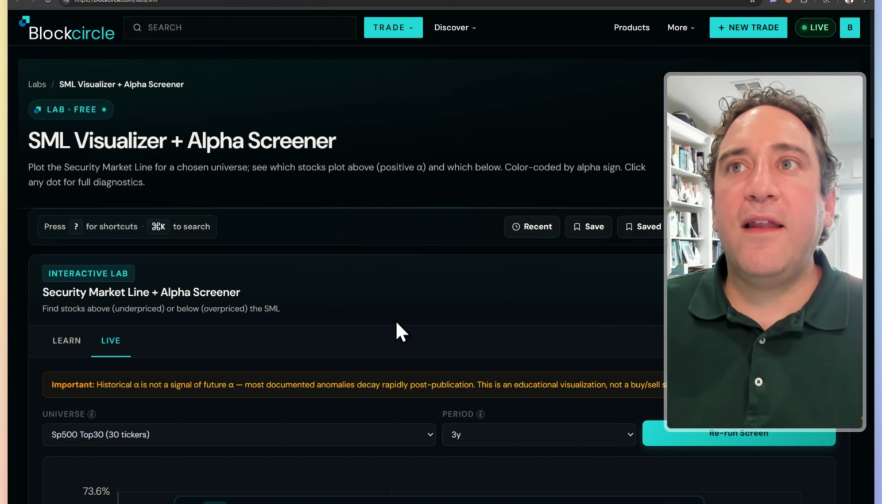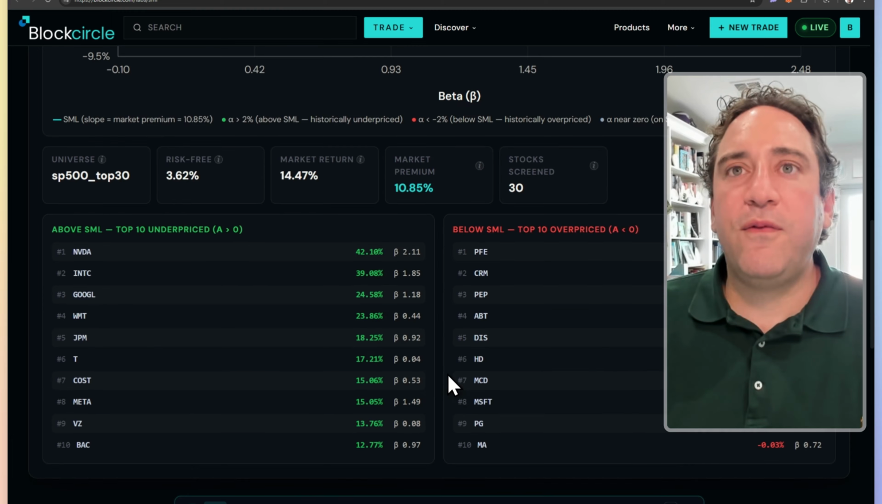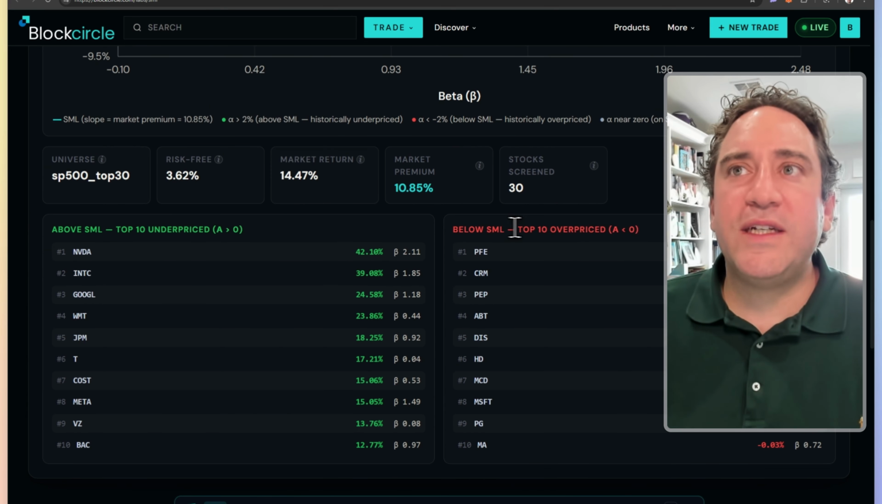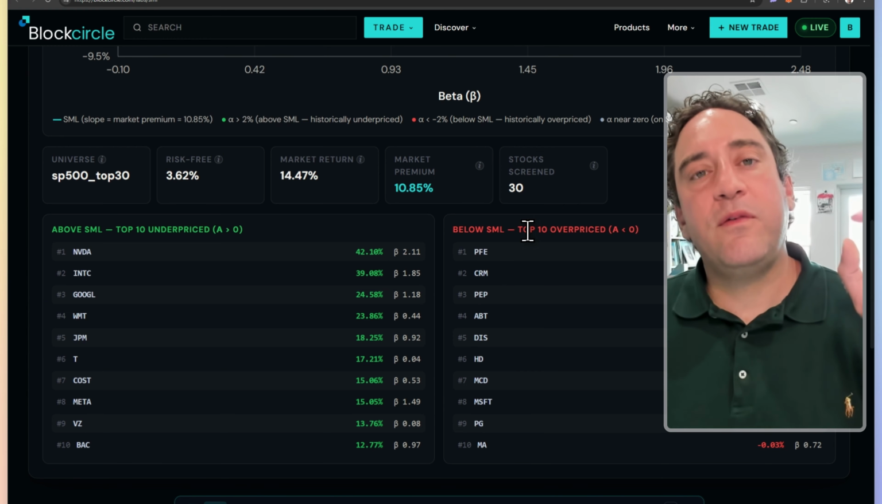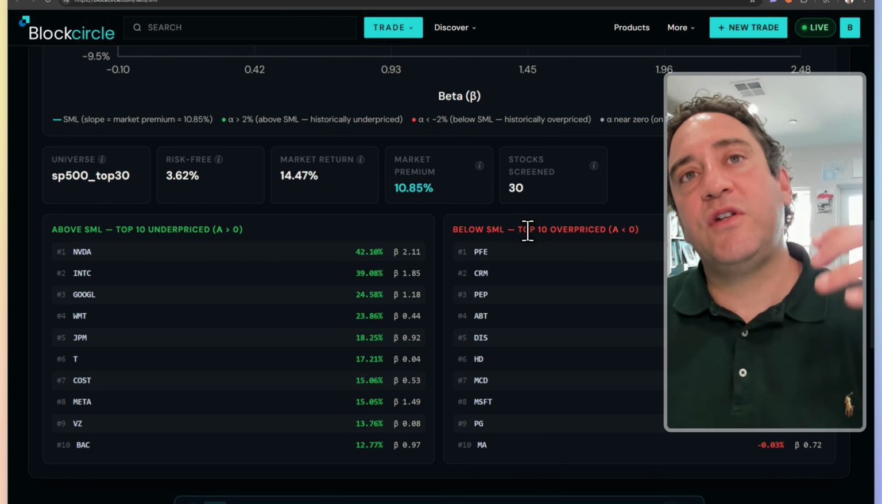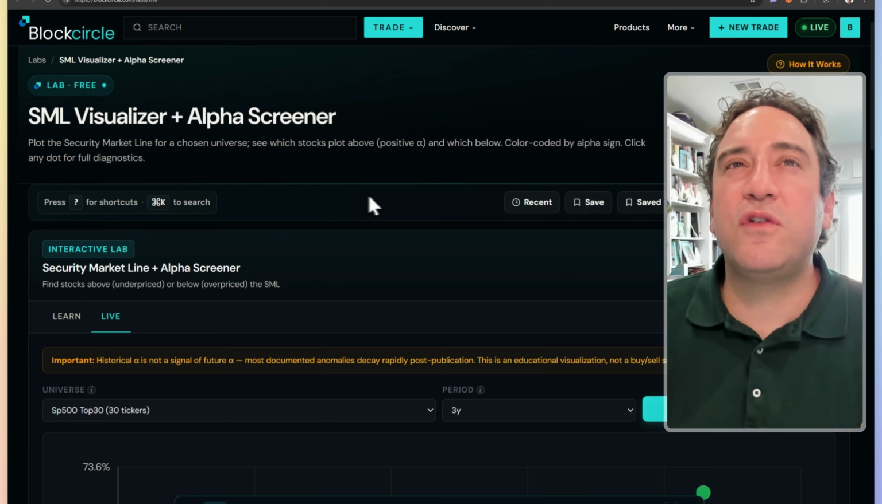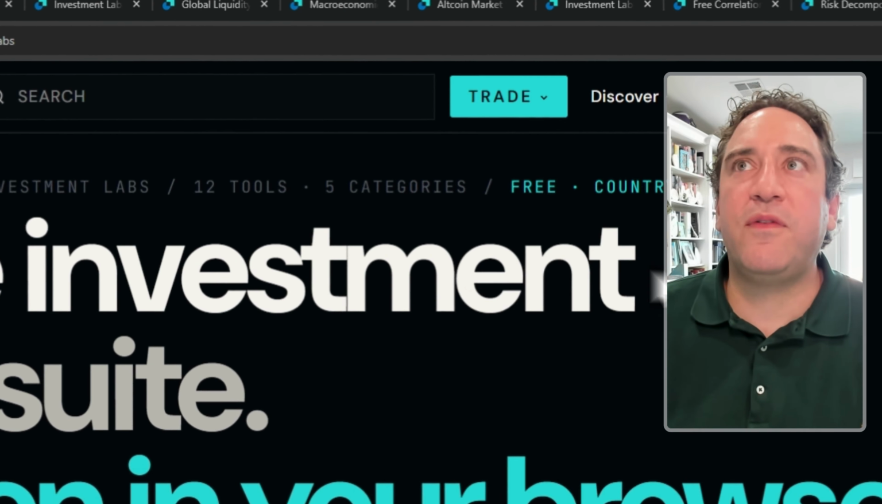So that is very helpful in itself, and you can get into a lot more granular detail over which assets are considered overpriced, which are the ones below the security market line, and which ones are considered underpriced, which are the ones above the security market line. So there's so much you can do with this investment lab suite.